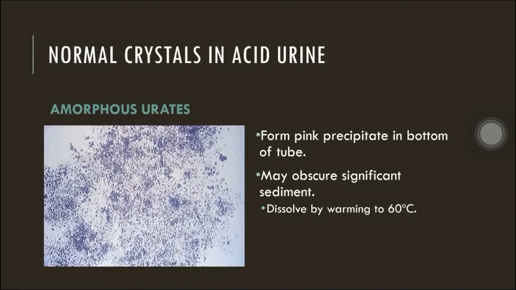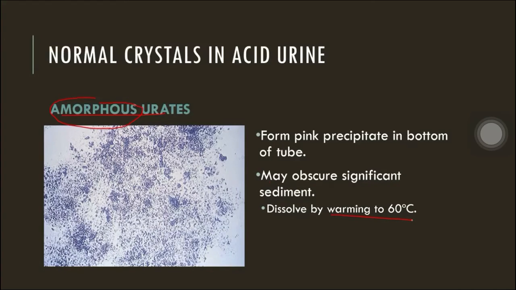So, what are the normal crystals in acidic urine? Let's start first with amorphous urate. Amorphous meaning it has no distinct form. Okay, so amorphous urates may obscure significant sediment. Since it is amorphous or has no distinct form, it can obscure significant sediment. So, how will you eliminate this interference of amorphous urate? You may warm the specimen, and after warming at 60 degrees Celsius, the amorphous urate will dissolve.